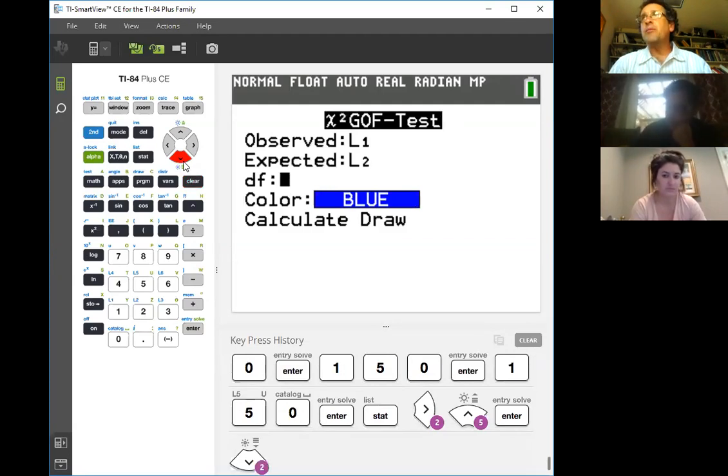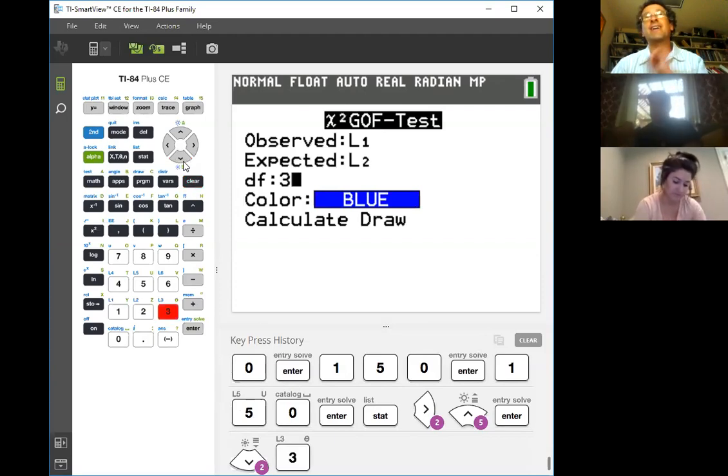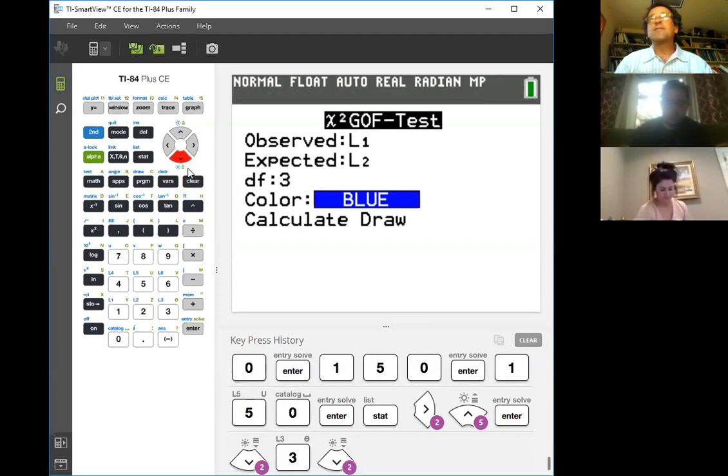Degrees of freedom are the number of categories minus 1. Can you remember that? So in this case, there's 4 shores, right? North, south, east, and west. Minus 1 is 3. So the degrees of freedom is 3. You don't need a calculator to do that calculation, but you do have to remember how to do that. Color, I really never care. And should I move on? Hit Enter.